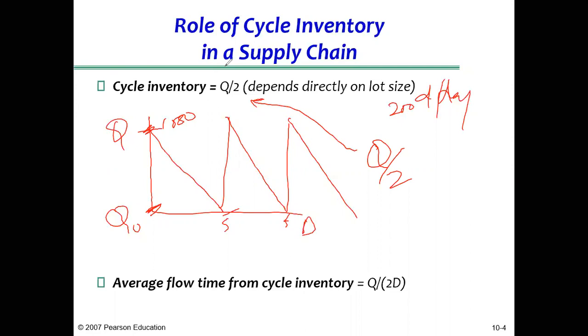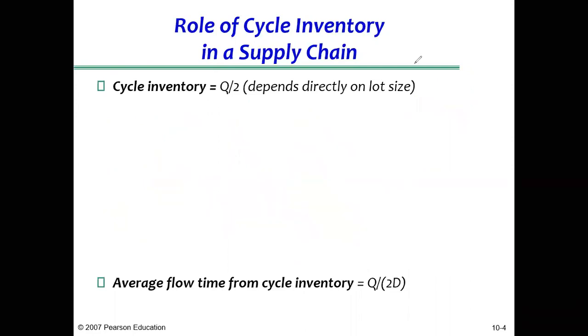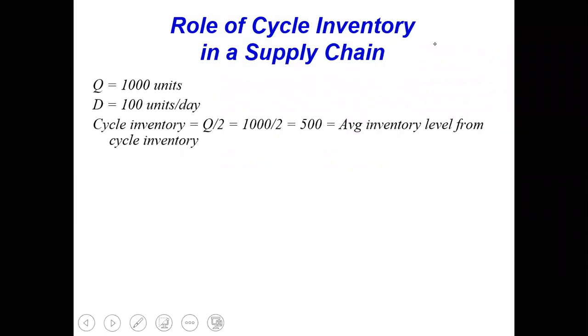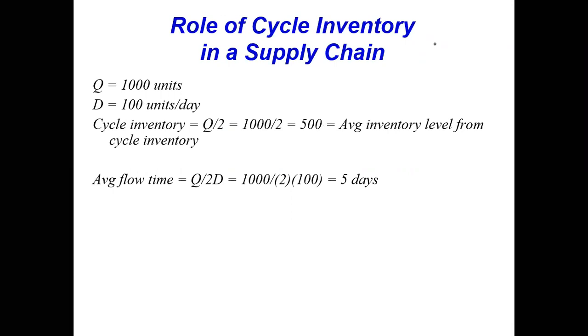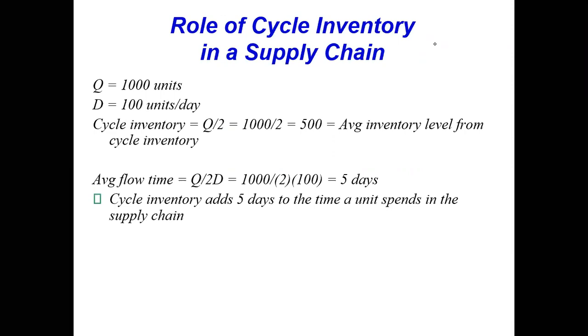Then we have something here, which was a numerical where we calculated the average inventory level for cycle inventory, and then we saw the average flow time. We conducted an example of it as well, and then cycle inventory adds 5 days, so the product or the inventory spends 5 days to get out of the system.